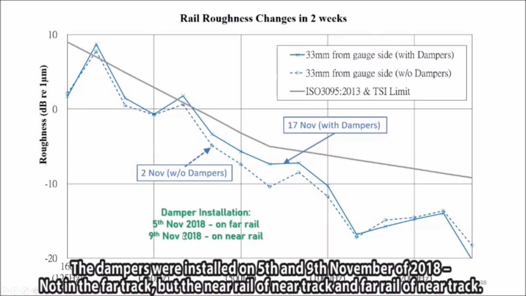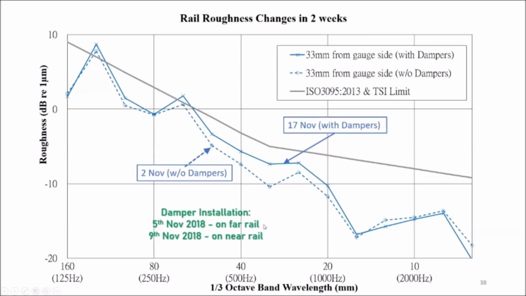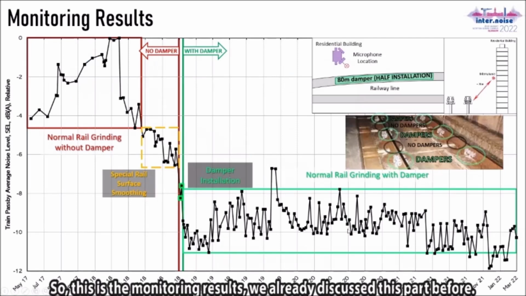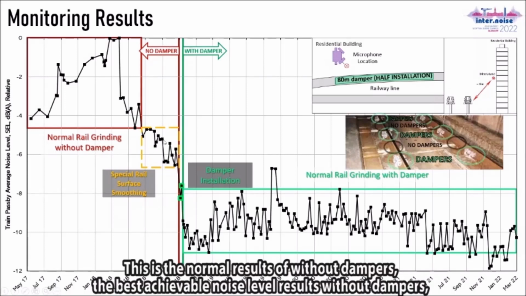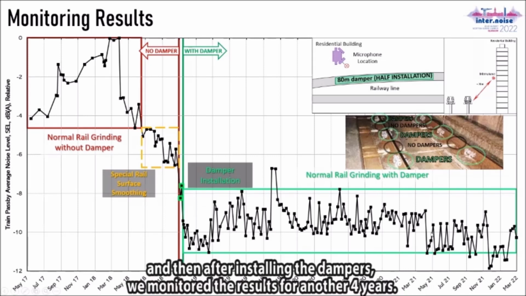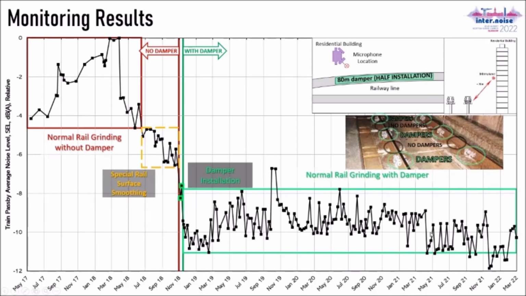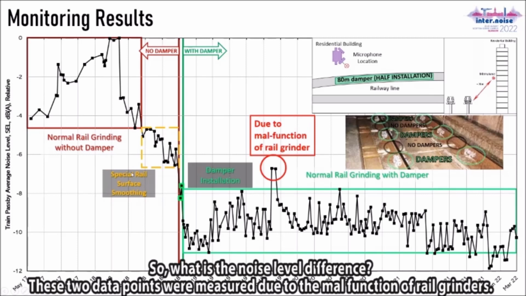Okay, so the wheel damper was installed on the 5th and 9th of November in 2018. In the far wheel, not the far track. All is in the near track, near wheel, and near track far wheel. Okay, these are the monitoring results. We already discussed this part before the wheel damper. Where is the best achievable noise level without damper? Then after installing the damper, we monitor another 4 years. So what is the noise level difference?